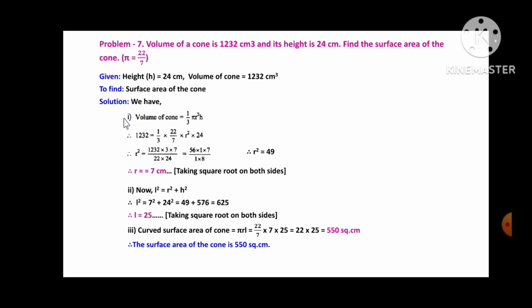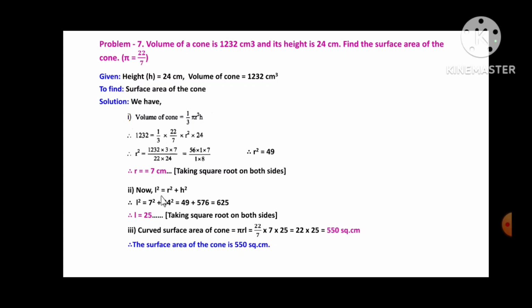We know that volume of the cone is 1/3 pi r square h. Now we will put the values. 1232 is equal to 1 upon 3 into 22 upon 7 into r square into 24. So r square could be written as 1232 into 3 into 7 upon 22 into 24, which will be equal to 56 into 1 into 7 upon 1 into 8. So r square is equal to 49 after simplifying this step. Taking square root on both sides, you are getting value of r, that is the radius, as 7 centimeter.